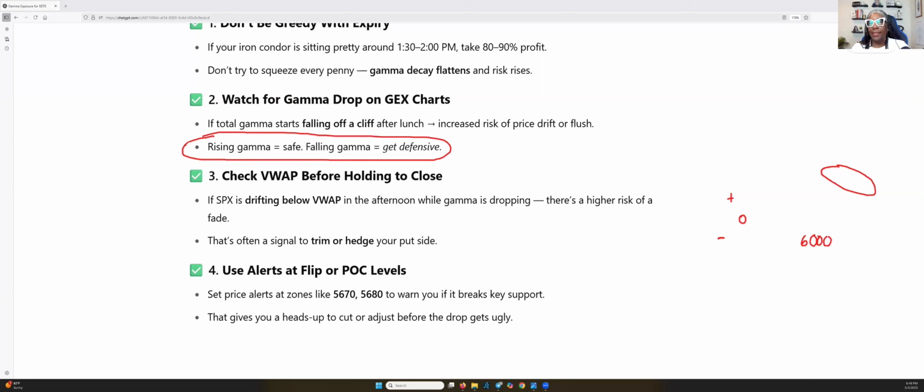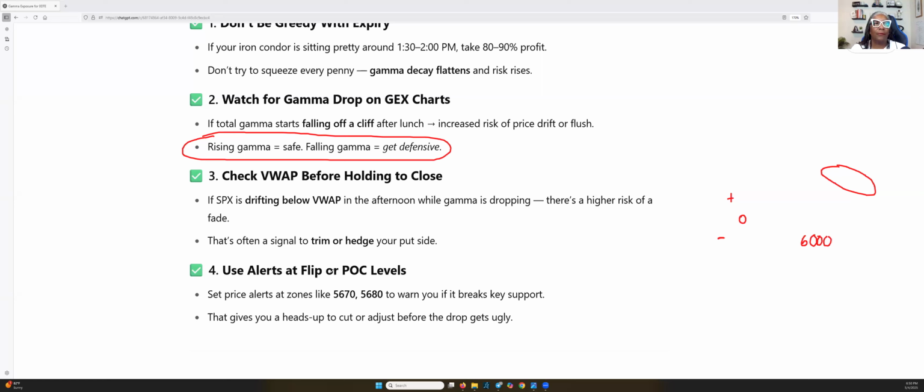Rising gamma is safe. Falling gamma, we should get defensive. Check VWAP before holding to close. If SPX is drifting below VWAP in the afternoon while gamma is dropping, there's a higher risk of a fade or a flush, basically. That's often a signal to trim or to hedge your put side.